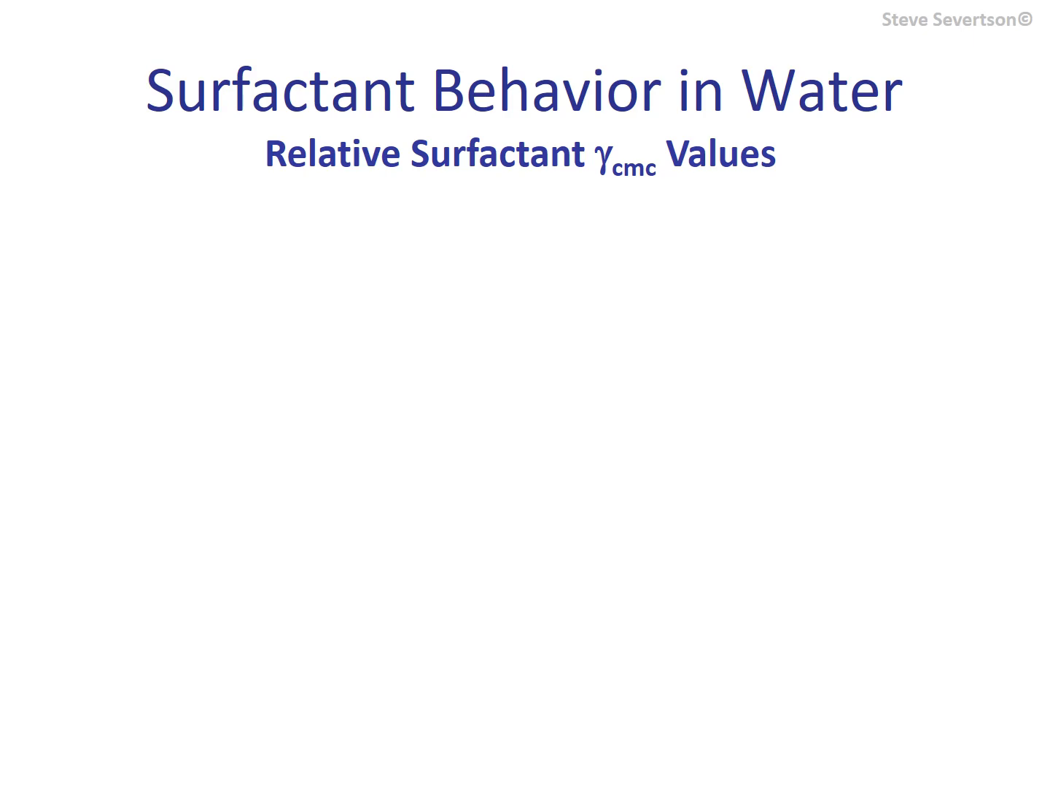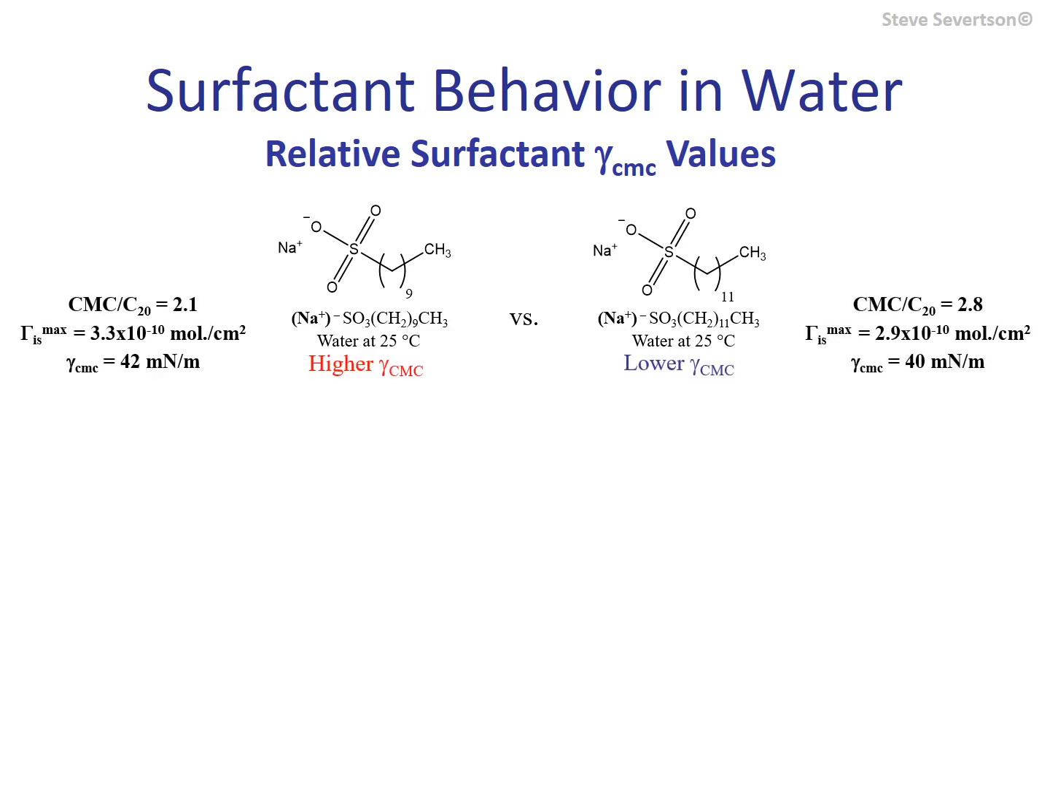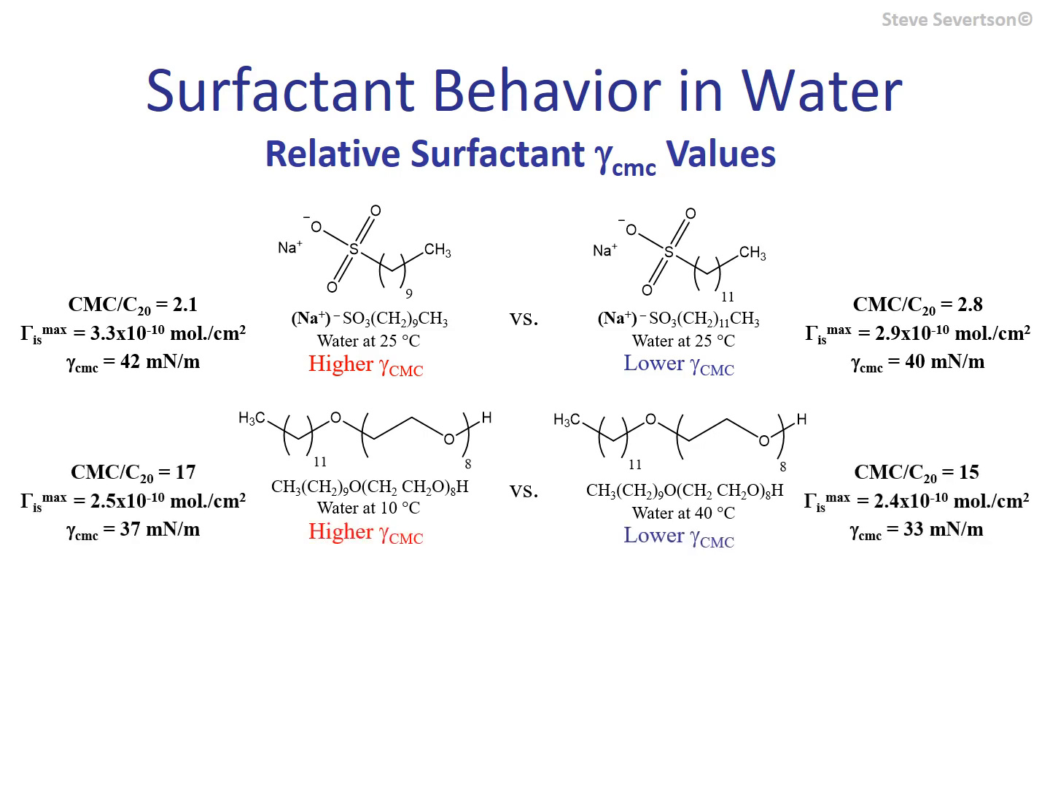The first comparison is between sodium decyl sulfonate and sodium dodecyl sulfonate in water at 25 degrees Celsius. We have increased the unbranched alkyl hydrophobe by 2 methylene linkages, which we expect to lower the gamma CMC, but only slightly, due mainly to the drop in the C20 value. The second example compares the minimum surface tension for ethoxylated fatty alcohol at 10 and 40 degrees Celsius. Based on our guidelines, the higher temperature should provide for a small drop in the gamma CMC value.